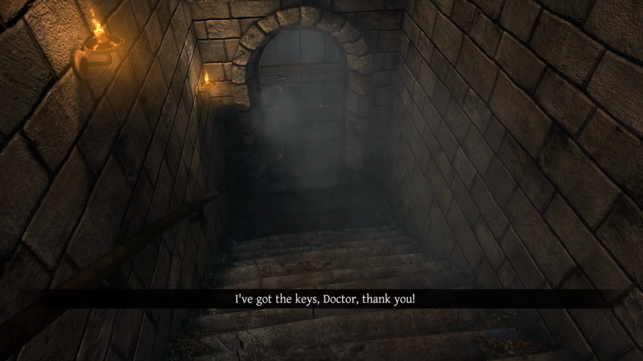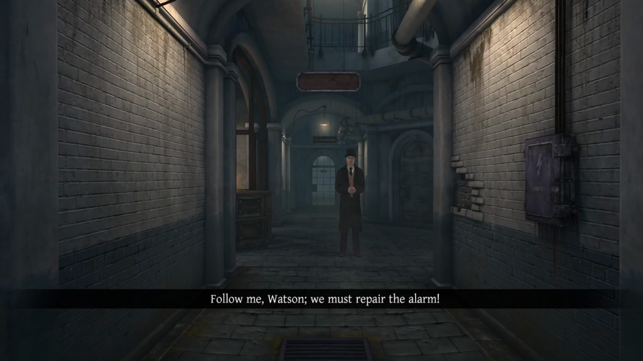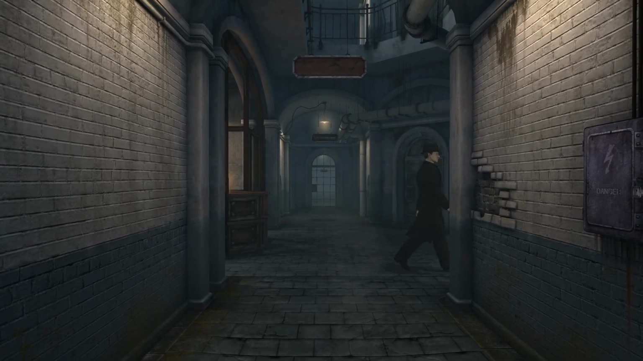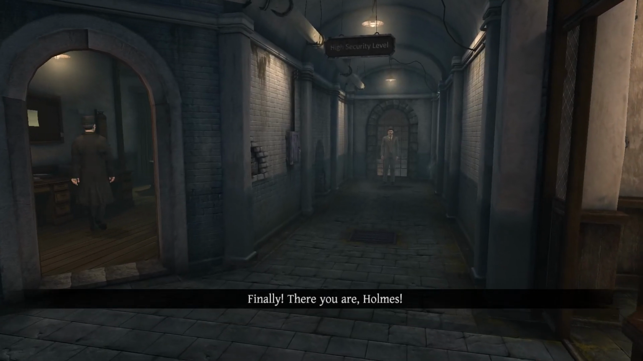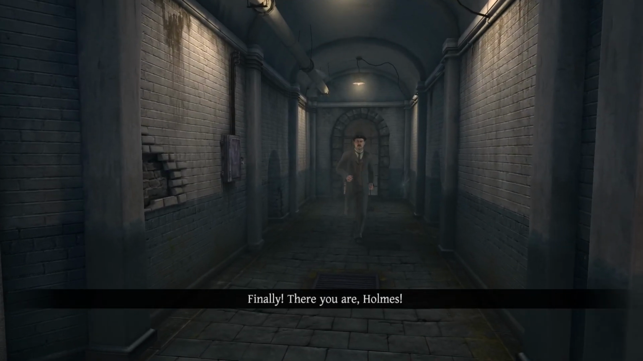I don't know. I got the keys, Doctor. Thank you. Follow me, Watson. We must repair the alarm. You sounded awfully German there, mate. Finally, there you are, Holmes.